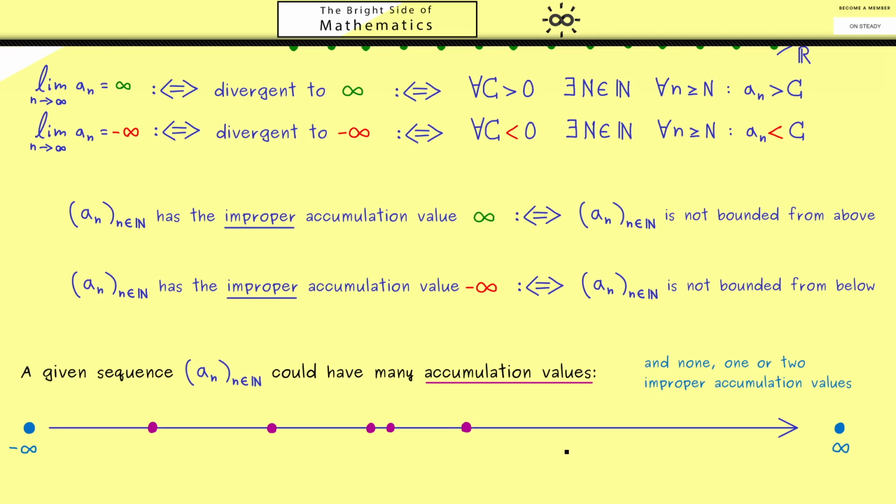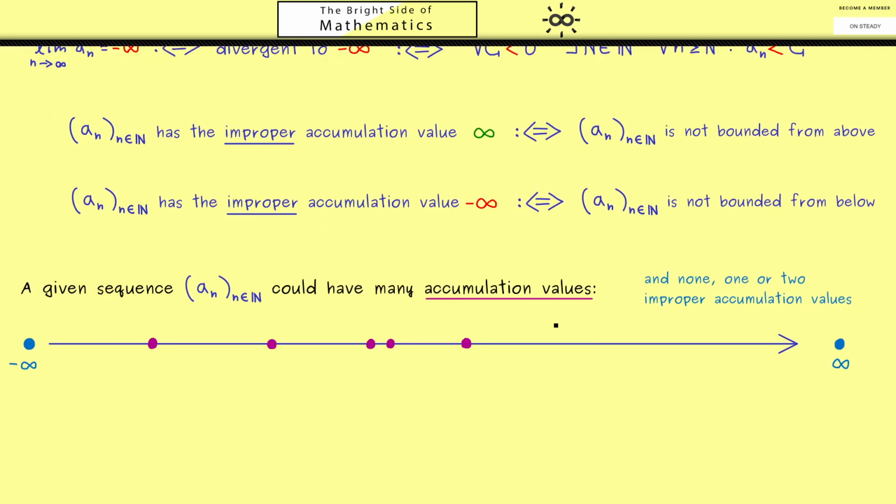Simply because now it makes sense to talk about the largest accumulation value. It could be a normal one or an improper one. And the same holds for the lowest one. Both of them now get very special names.